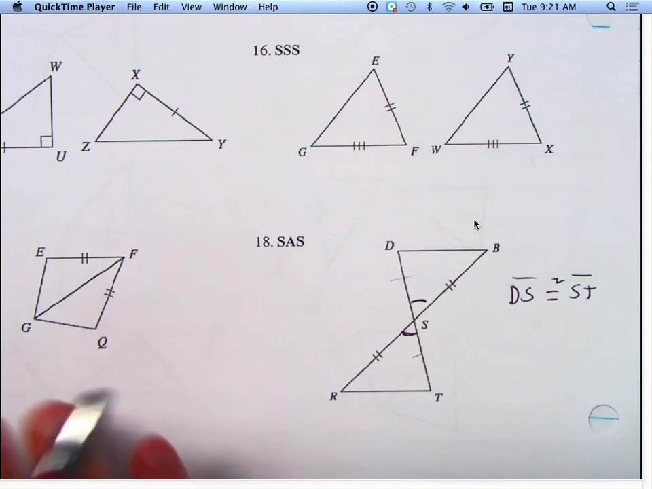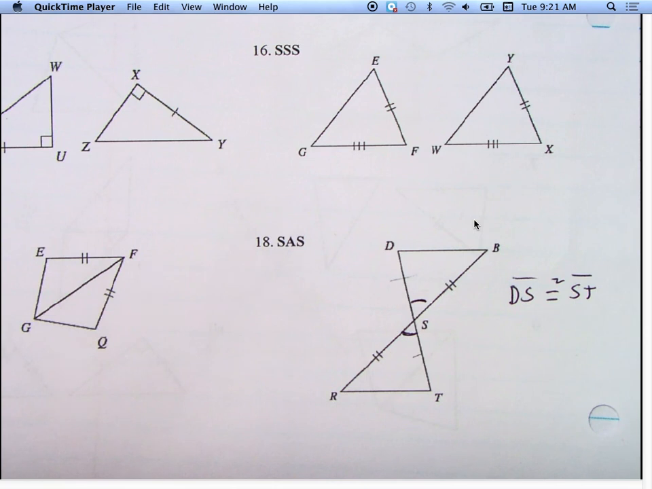Okay, and the front is just saying if it's side, side, side, side, angle, side, or nothing. Okay? So that's what you should be working on for the rest of the hour. Is this homework deciding if they're congruent or not?